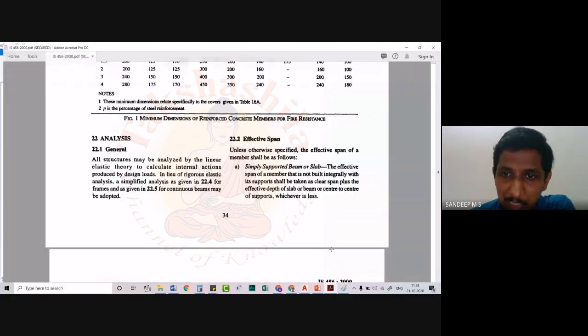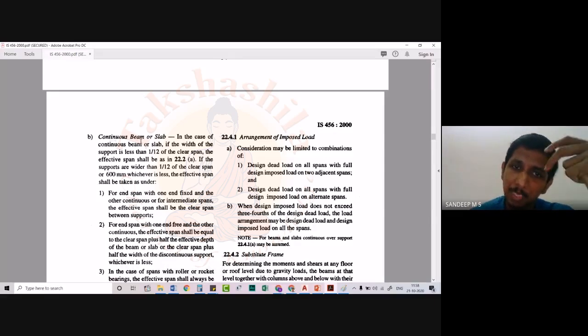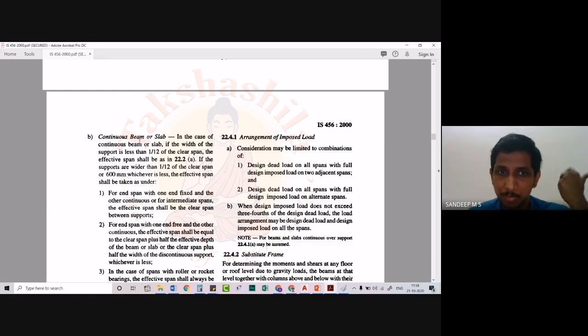So that is what is mentioned in your first clause. The second part, that is B part, actually deals with continuous beams. So right now we won't be dealing with the continuous beam. We will be mainly dealing with simply supported beams. But let's have a look at this. What will happen when we move on to continuous beams or slabs?